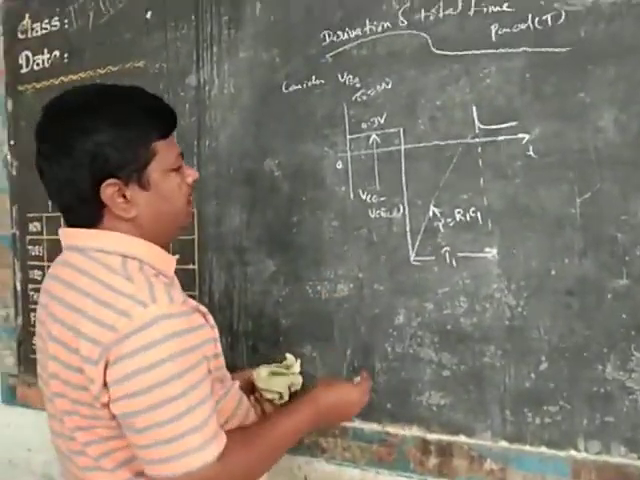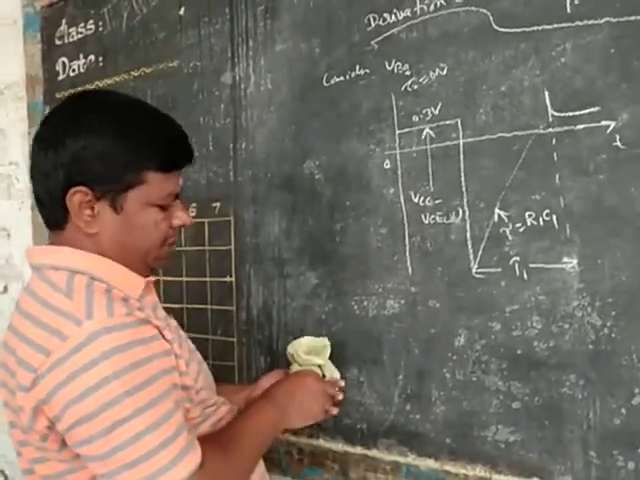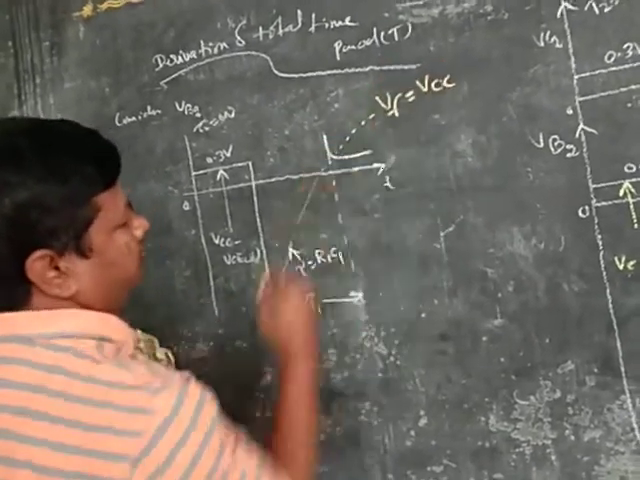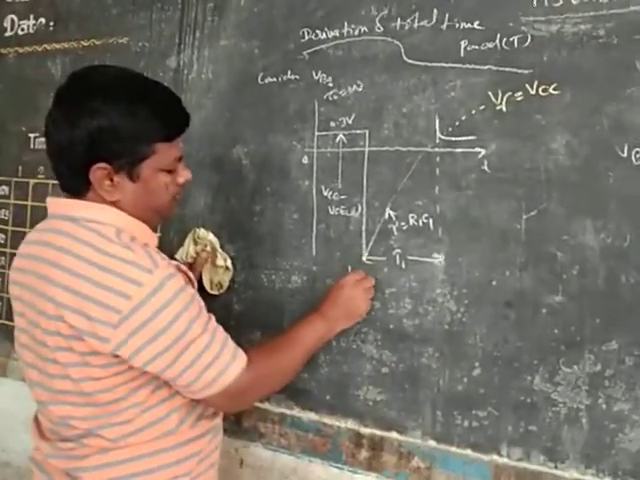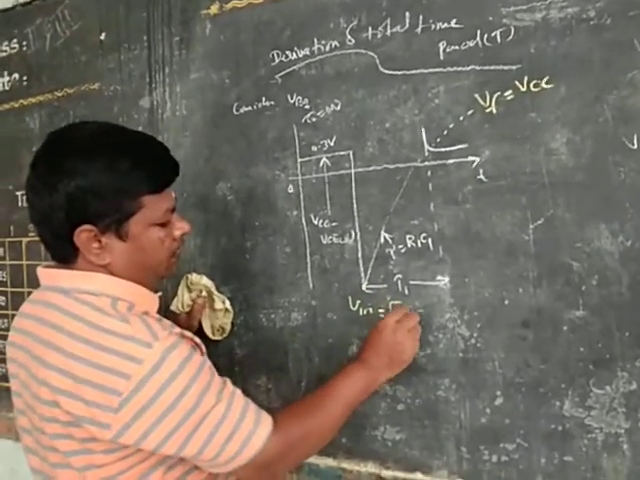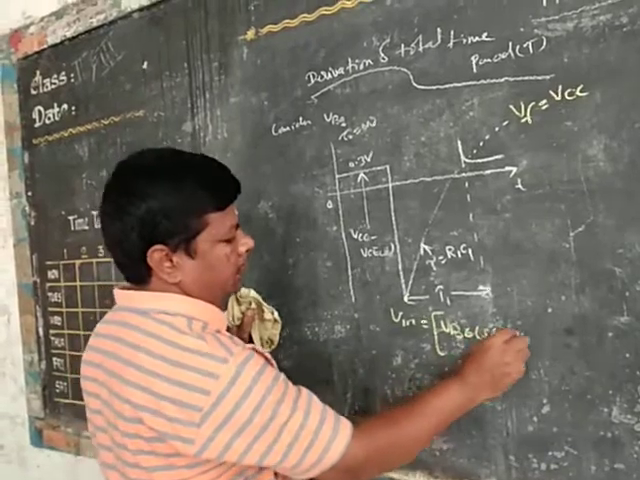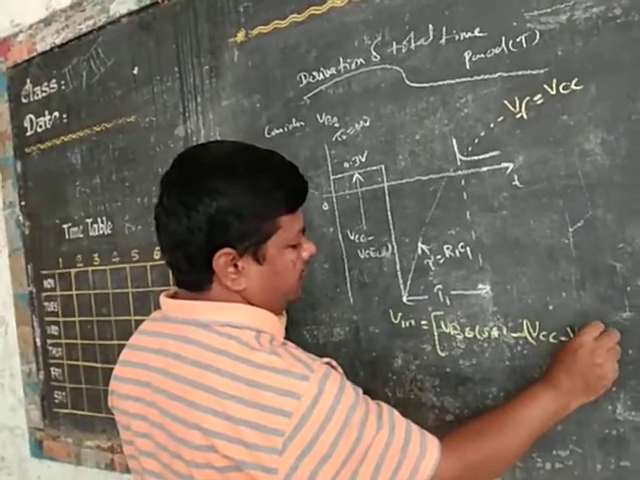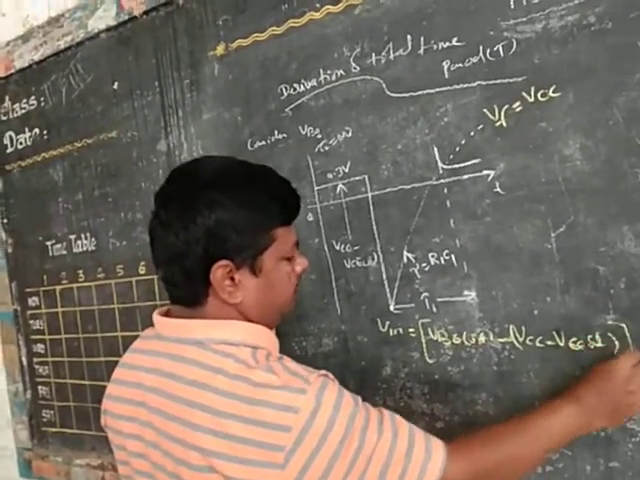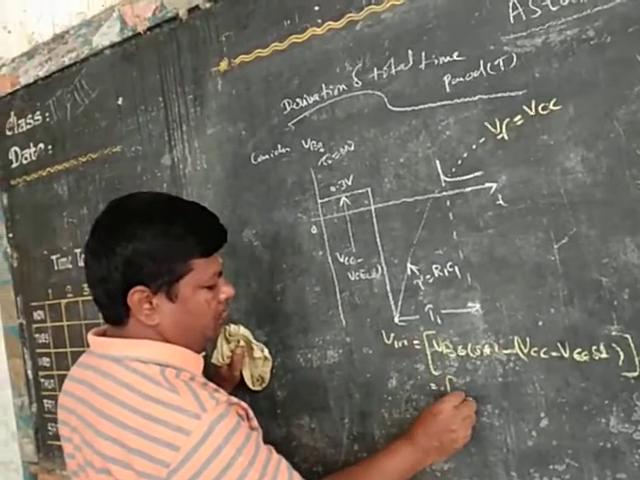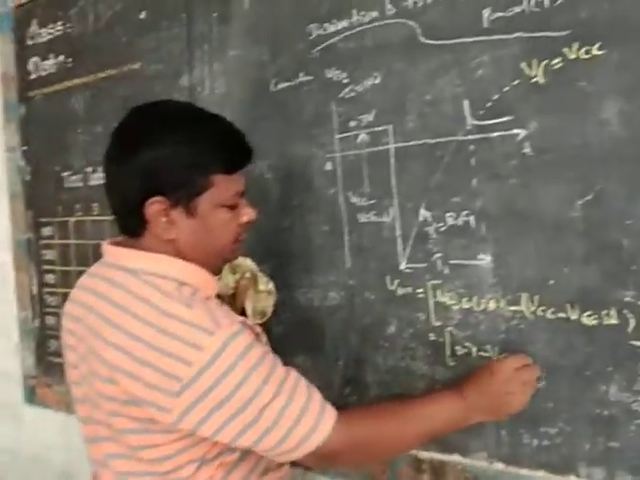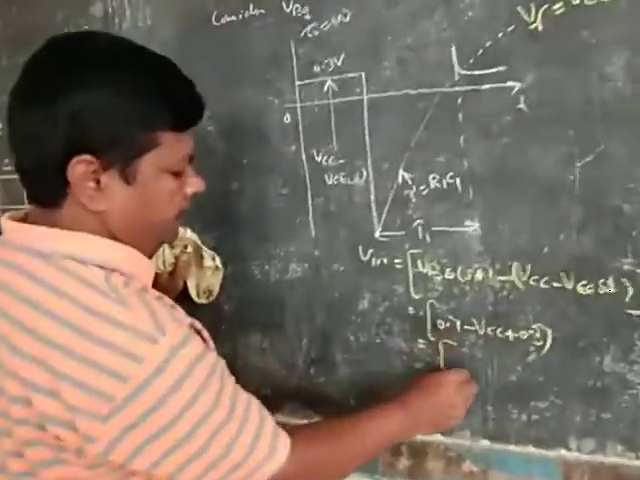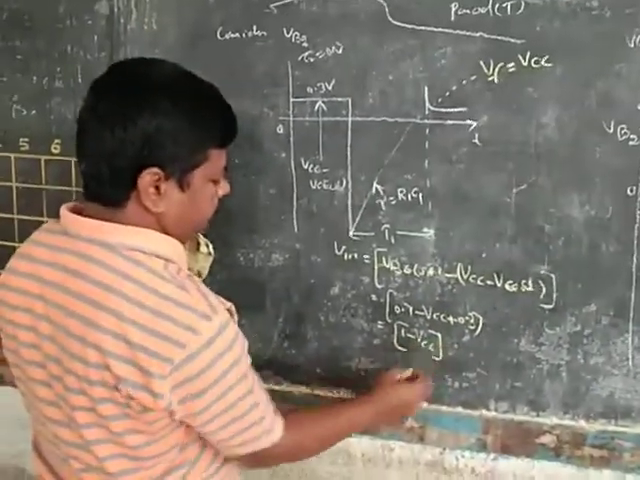Okay, already we know that for a circuit having a single time constant with initial and final values, this is V final. V final is equal to VCC. Now this V initial is equal to VB saturation minus (VCC minus VCE saturation). So that is equal to 0.7 minus VCC plus 0. So V initial is equal to 1 minus VCC.